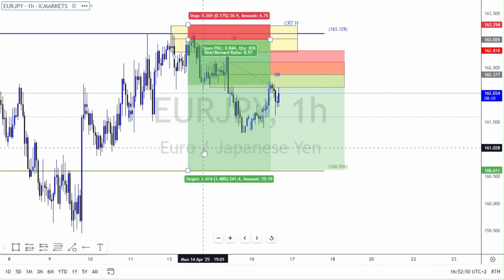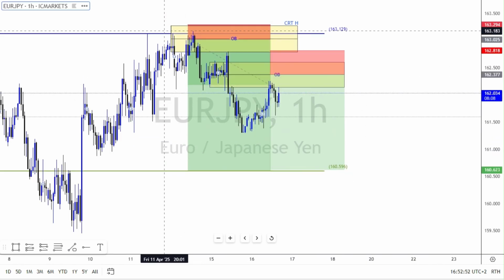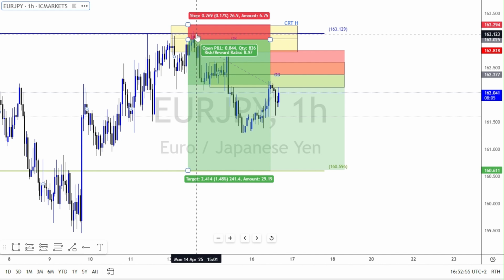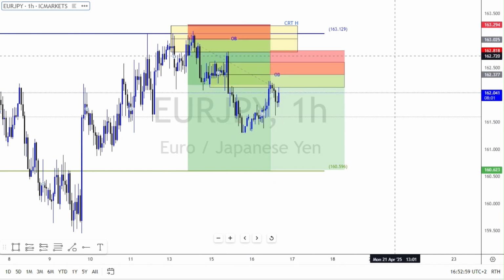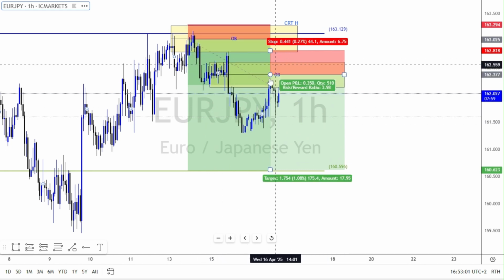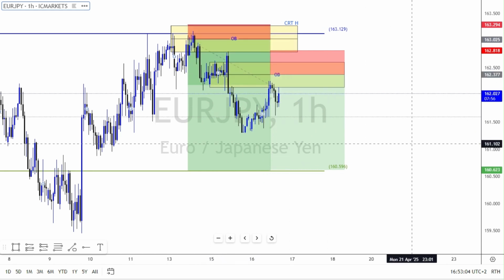How is it going? As you can see, Euro JPY, I analyzed at this point. I sold it at the 50%. You see, it's still going, and I said it will come to this order block and it will go down. So it's still running. This one is Euro JPY.